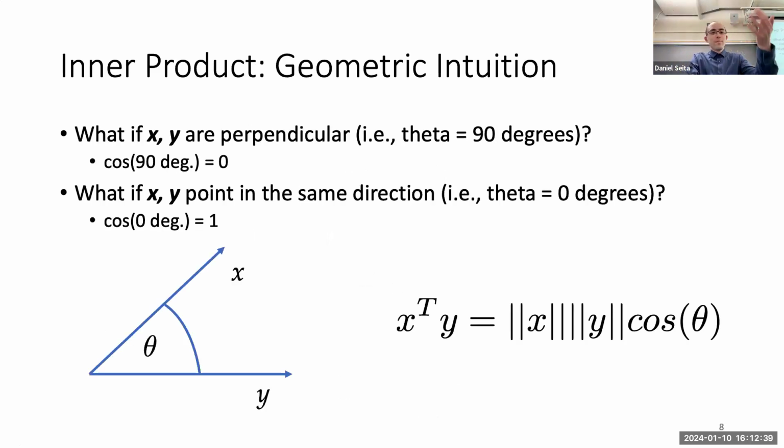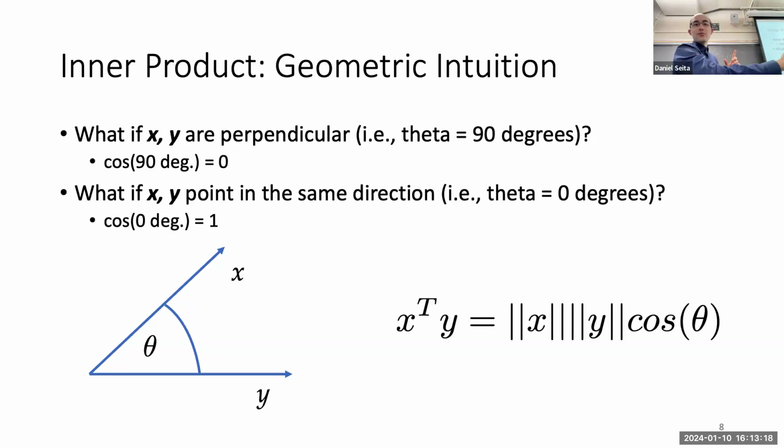All right. So to get a little more intuition and some examples, you can also think of the inner product as this formula, where you have the product of the norms of x and y, the Euclidean norm, multiplied by the cosine of theta, where theta is the angle between the two vectors. So if the angle is 90 degrees, then the cosine of 90 is 0, so the inner product is 0. And so you get vectors that are perpendicular to each other.